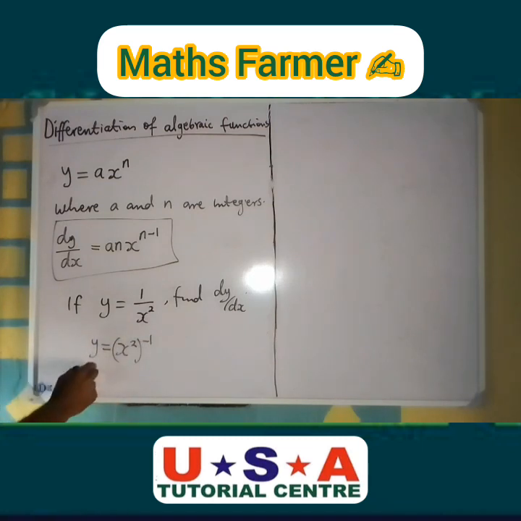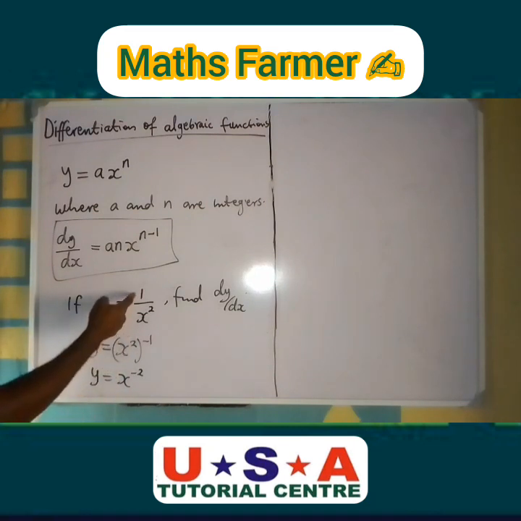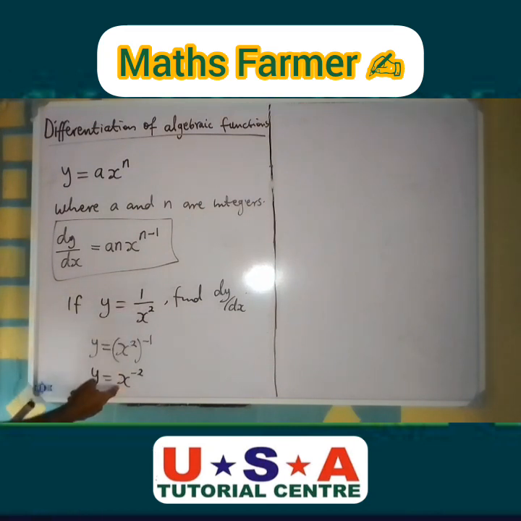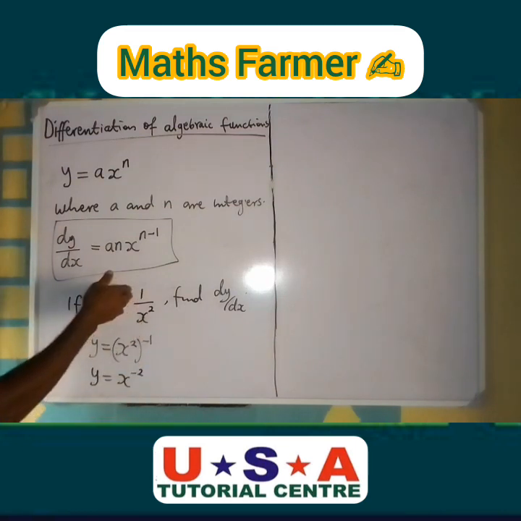So now this gives us x raised to the power of 2 times minus 1, which is minus 2. So we can now differentiate it in this way. When it's in this form, you have to break it down so that you can differentiate. And when you are done with differentiating, you take your answer back to the original form.